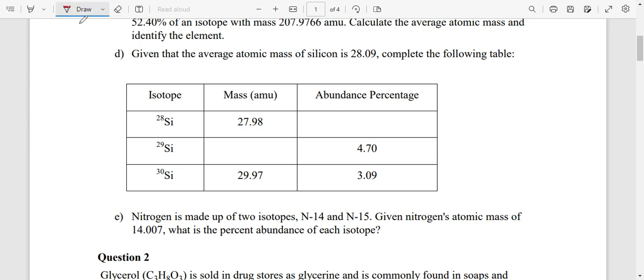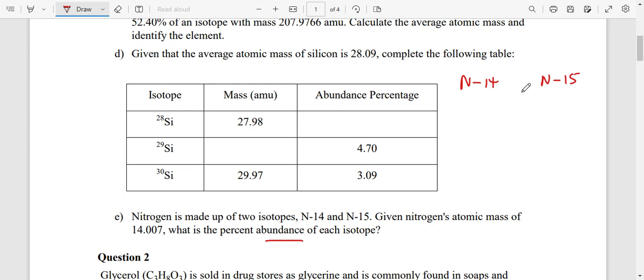So question E. Nitrogen is made up of two isotopes, nitrogen 14 and nitrogen 15. Given nitrogen 14 atomic mass of 14.007, what is the percentage abundance of each isotope? Okay, what's the percentage abundance of each isotope? So we have got nitrogen 14 and also nitrogen 15.